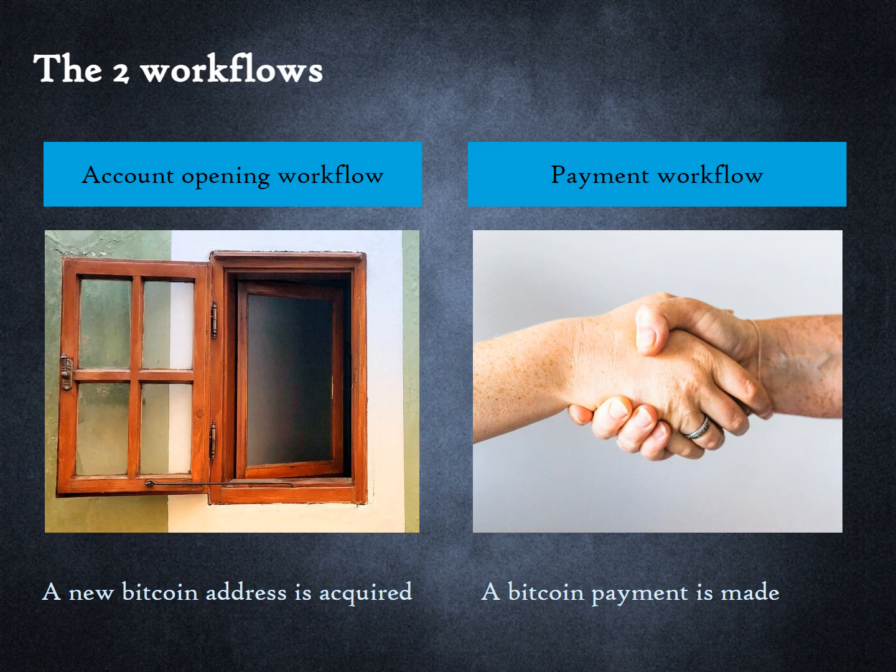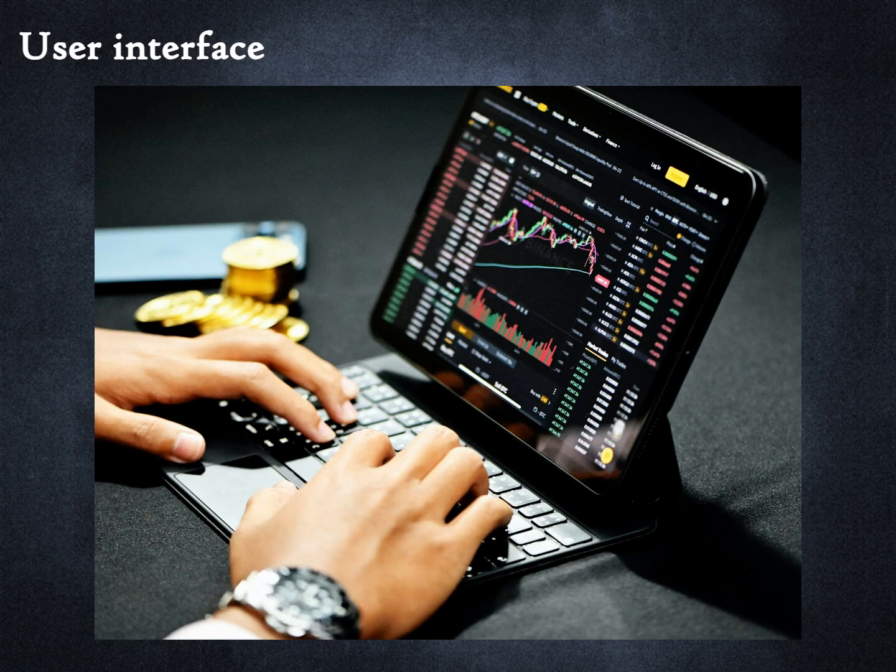In the previous lesson, we learned about the two major workflows by which Bitcoin works. The first is the account opening workflow by which a new Bitcoin address is acquired. The second is the payment workflow by which a payment is made. What we have learned so far in this course is only a theoretical description of the workflow. How does all this actually occur in real life? The rest of this lesson describes how these workflows occur via a software application called the crypto wallet.